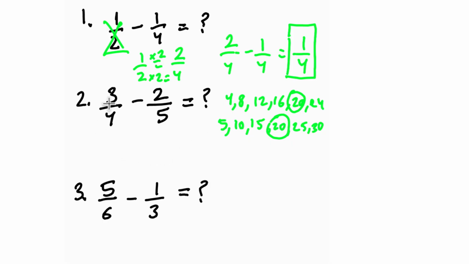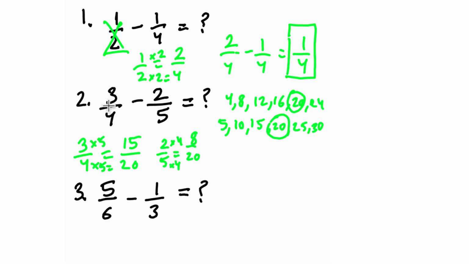So now we need to write both of these fractions with the denominator of 20. So 3/4 is equal to something over 20. 4 times 5 is equal to 20. 3 times 5 is equal to 15. So 3/4 is equal to 15 over 20. Now 2/5 is equal to something over 20. Well, 5 times 4 is equal to 20. So 2 times 4 is equal to 8. 2/5 is equal to 8 over 20.